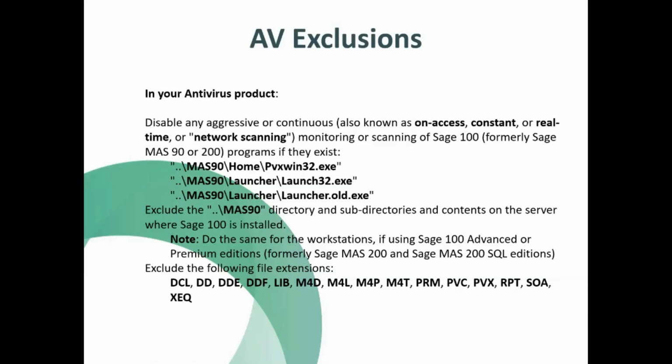Unless you have a really inexpensive antivirus software or something that you could download for free, most of them will allow you to add exclusions to what's being scanned. So if you have a really aggressive antivirus or one that's continuous, that can be known as on access, constant, real-time, or network scanning, where it's constantly scanning, that may cause an issue. If it's scanning any of these 3 files within Sage, these executables, it could cause issues.